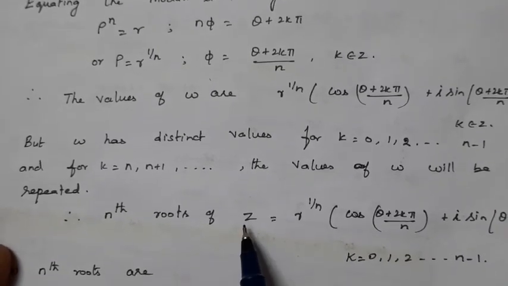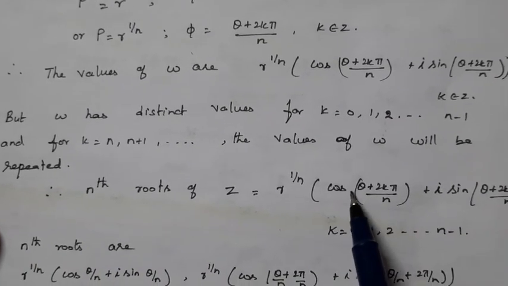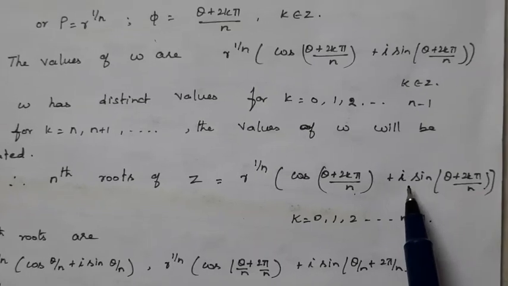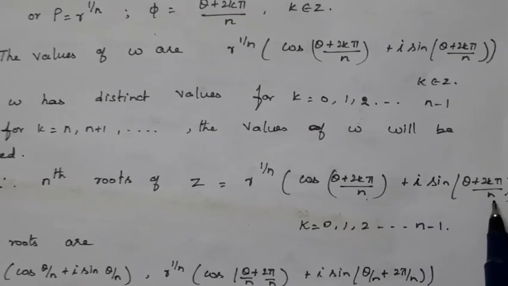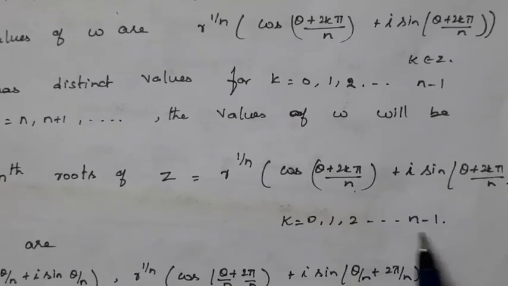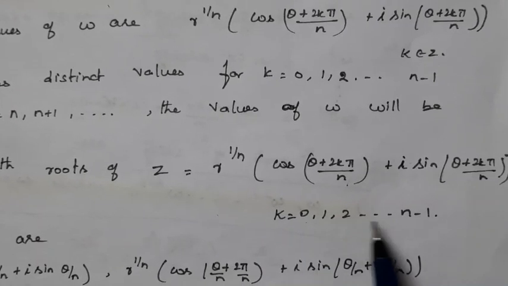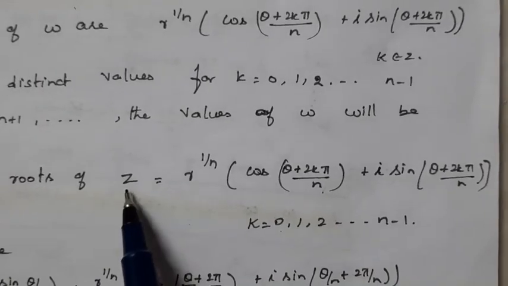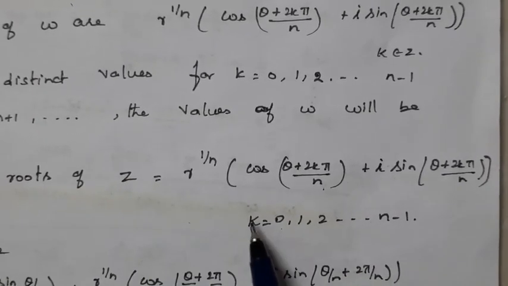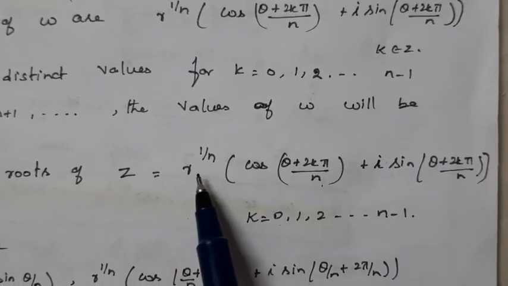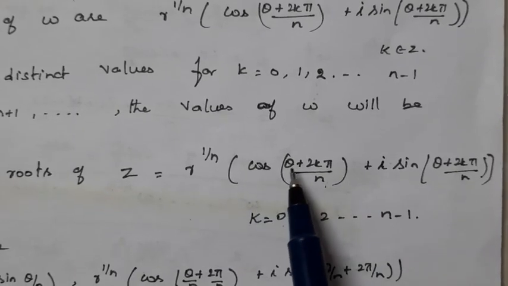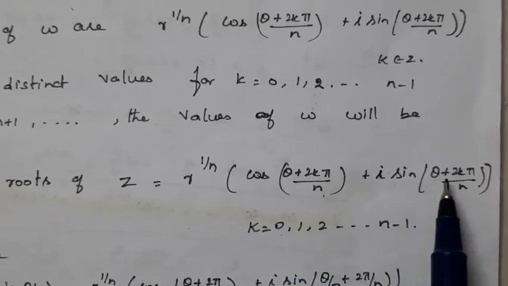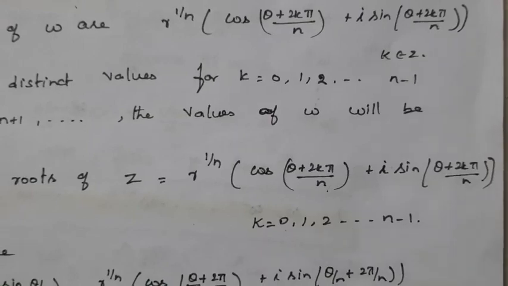So, what are the nth roots of z? z power 1 by n is equal to r power 1 by n, cos of theta plus 2k pi by n, plus i sin of theta plus 2k pi by n, where k takes the value 0 to n minus 1. From 0 to n minus 1, how many values would there be? n values. So the nth root of z will have n values, and it is given by r power 1 by n into cos of theta plus 2k pi by n plus i sin of theta plus 2k pi by n. And then what are the nth roots here?